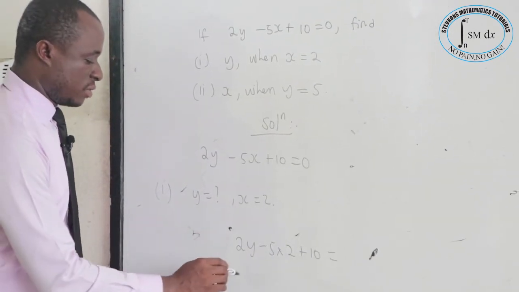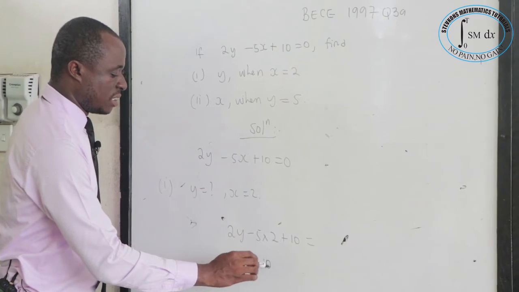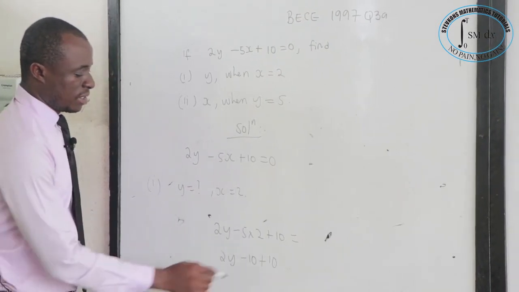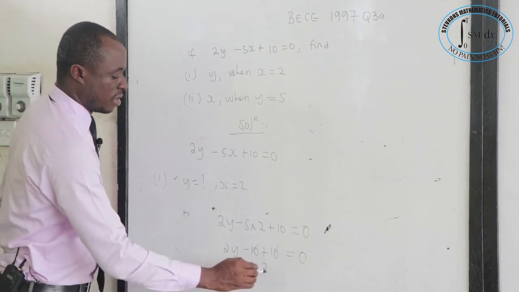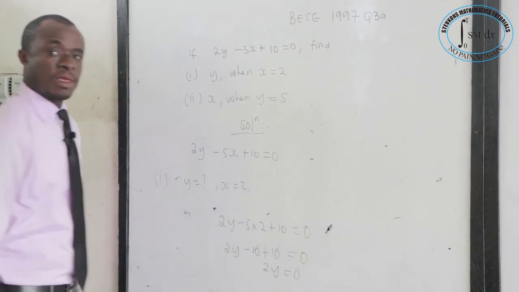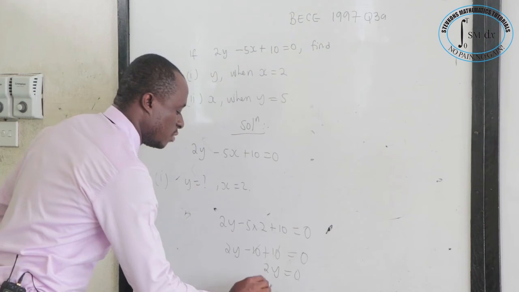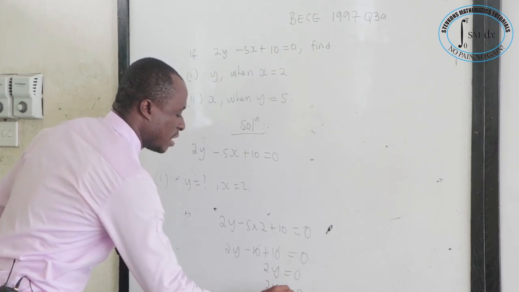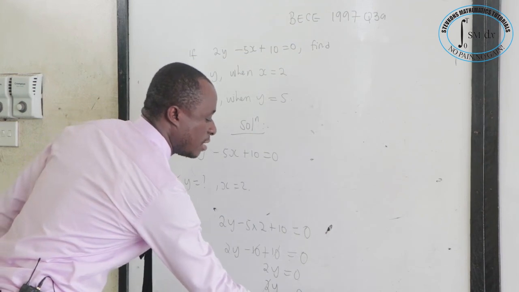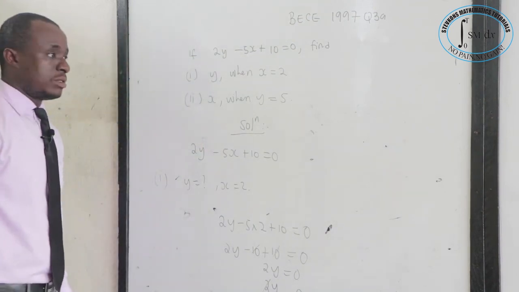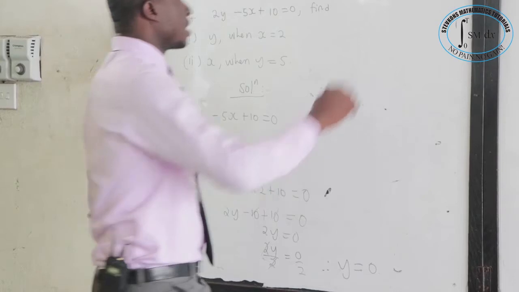Now what is 5 times 2? That is negative 10. So plus 10 equal to 0. Clearly this and this are cancelling out. So you have 2y equal to 0. I want to find y, so I have to divide both sides by 2. Therefore y is equal to 0.